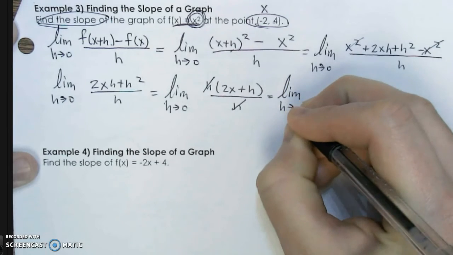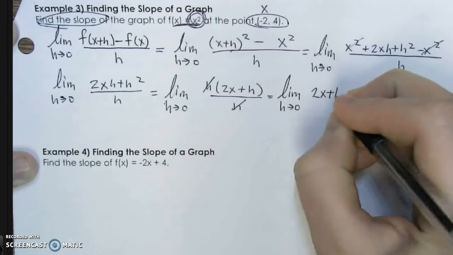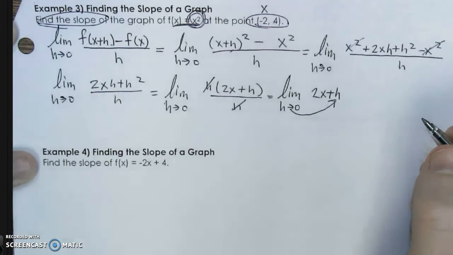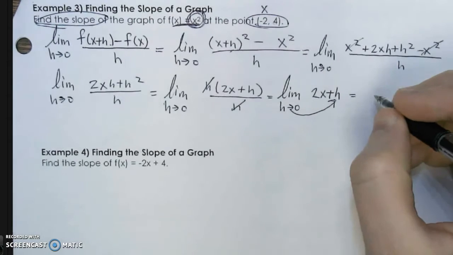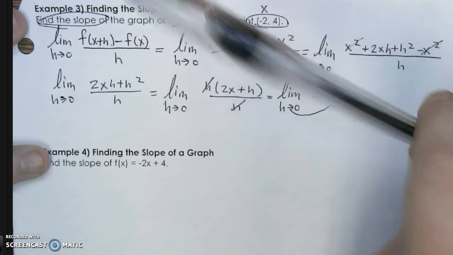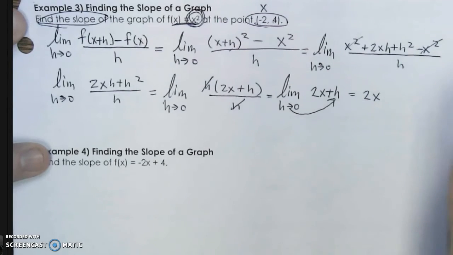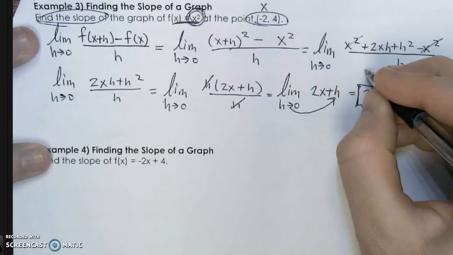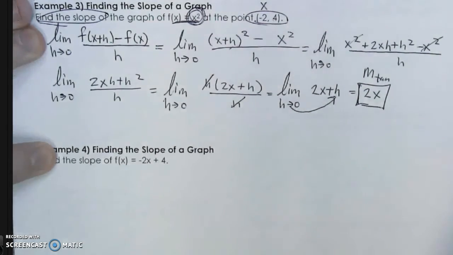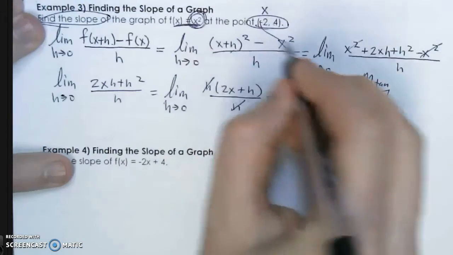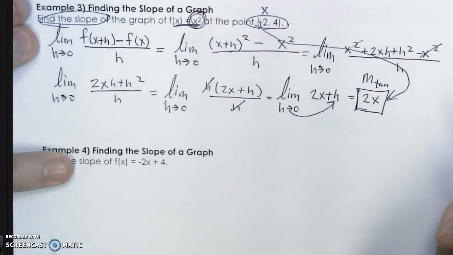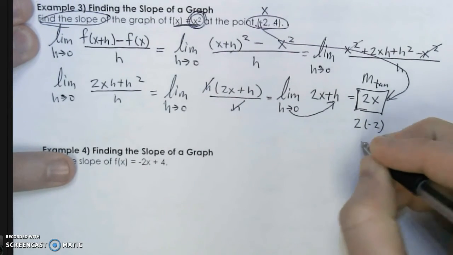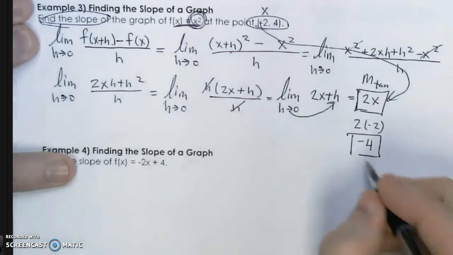And then the last thing you do is you plug in your limit. So we're evaluating the limit at 0. And so if we plug in 0, we're going to get 2x. And so this is how we find the slope. This would be the slope of the tangent line. And then we want to figure out what is the slope at negative 2. So now we just plug in negative 2 and we get negative 4 for the slope.